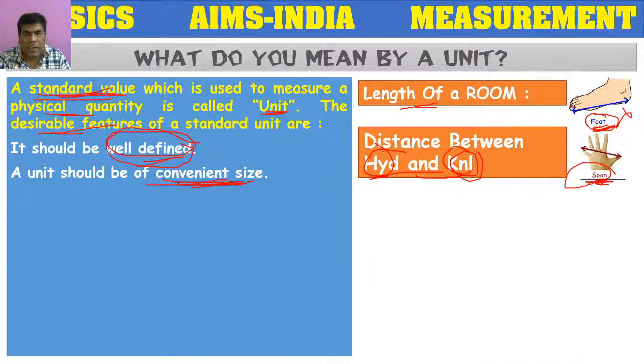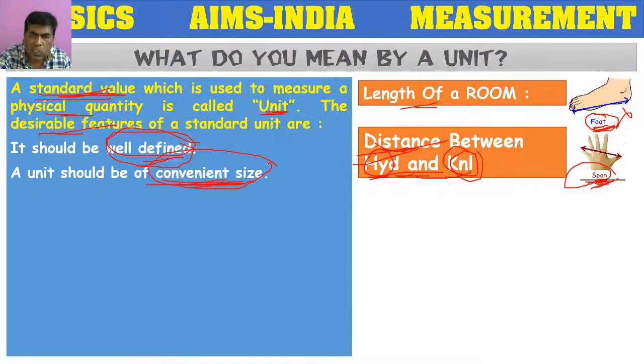To measure the distance between two long-distance places with the help of a hand span is not a convenient unit. So we should make use of bigger survey chains, so that measurement will be easy. The second feature is that it should be of convenient size.